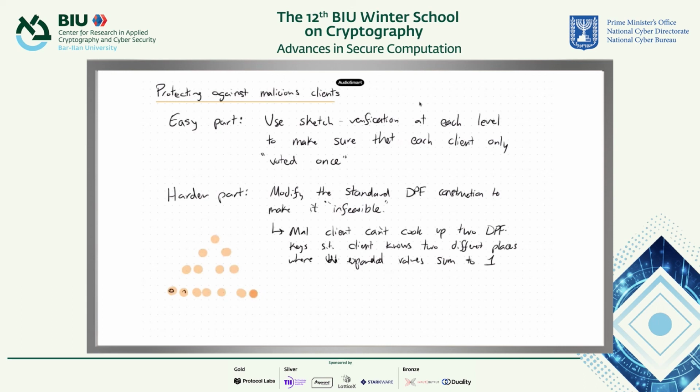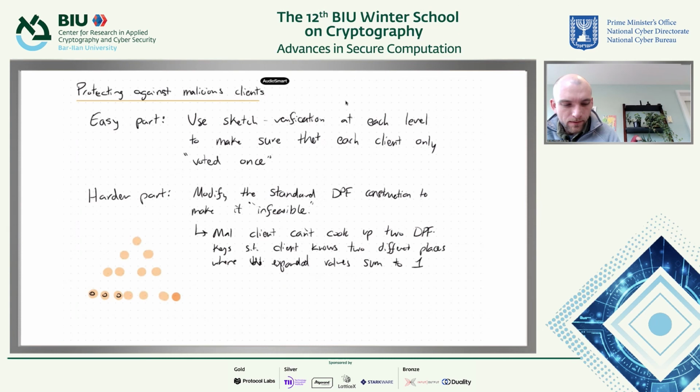either the leaves are well formed, like there's only a single non-zero element here, or it's kind of garbage everywhere, but it can't be the case that there's two non-zero leaves here and the client knows where they are. And I'll put an asterisk here because there are some details, but the bottom line is there's a way to handle this, so check out the paper for the details.